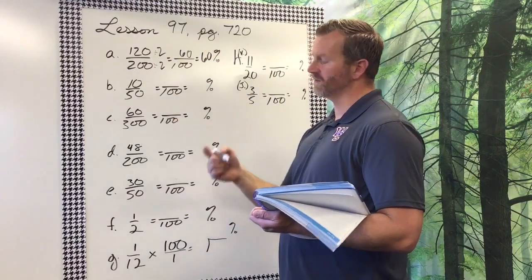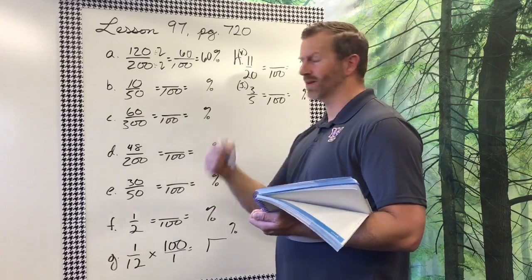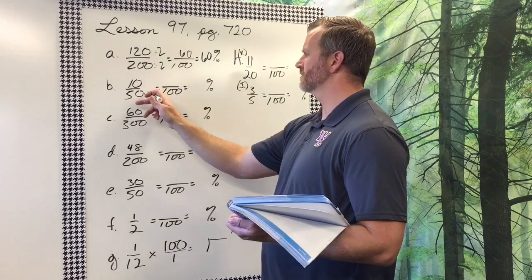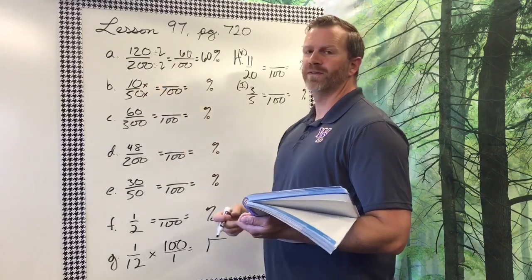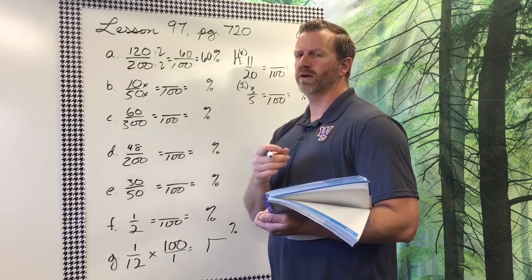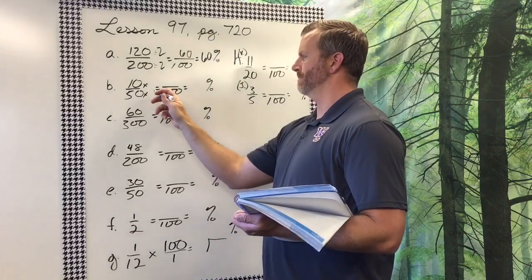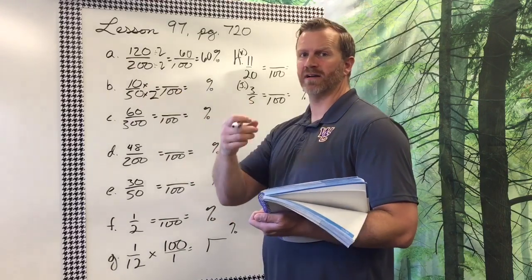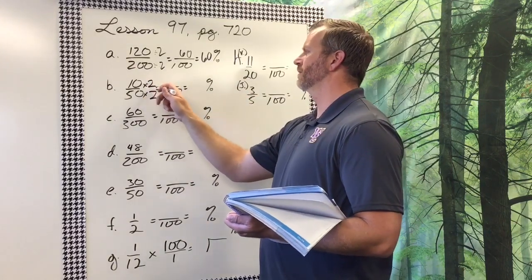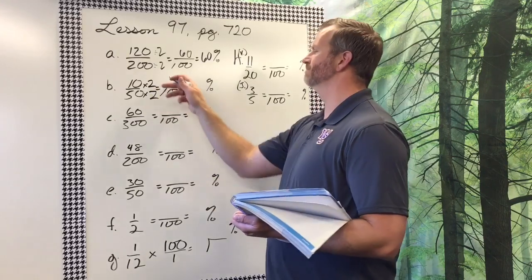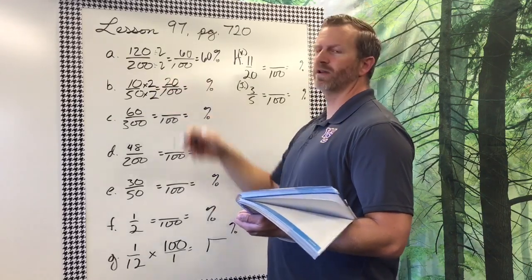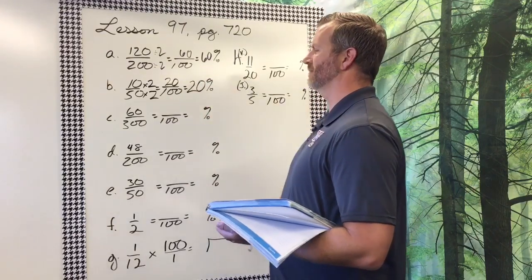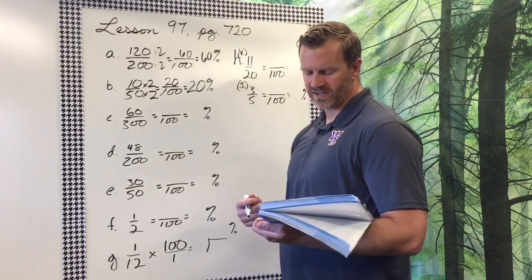Here we go. B. If 10 of the 50 apples are green, what percent of the apples are green? Shane, help me out. Awesome. So, 50 times what gets us to 100, Shane? What do you think? I heard you. 2. Nice. So, we have to multiply the top number times 2 also. Now, 10 times 2, what's that equal, Shane? 20. Now, 20 over 100, what percent is that? Nice. 20%. Awesome.